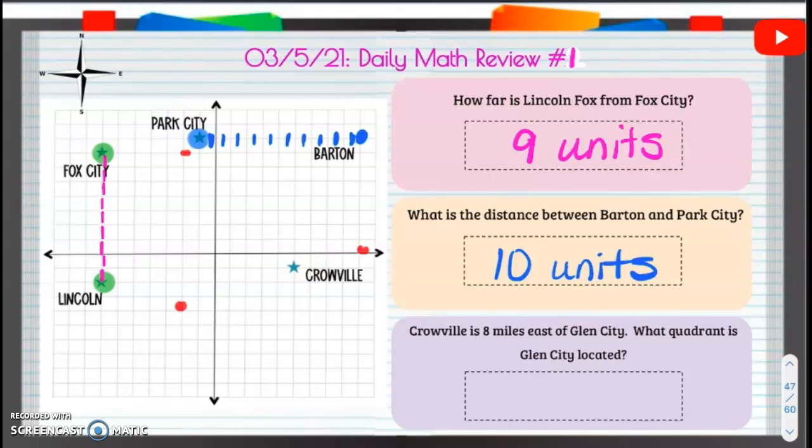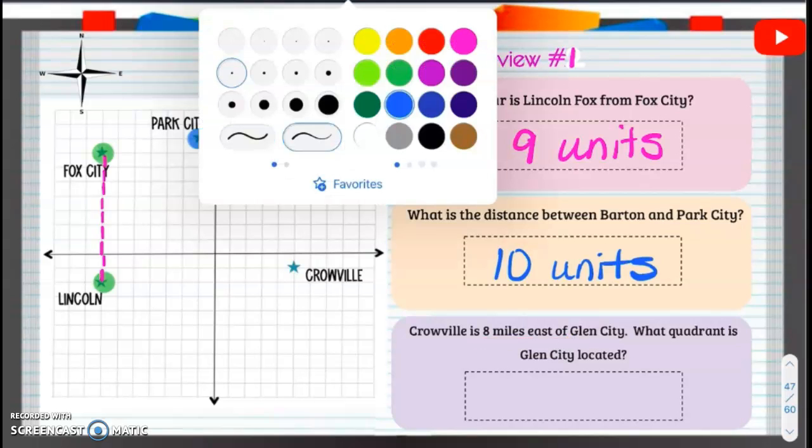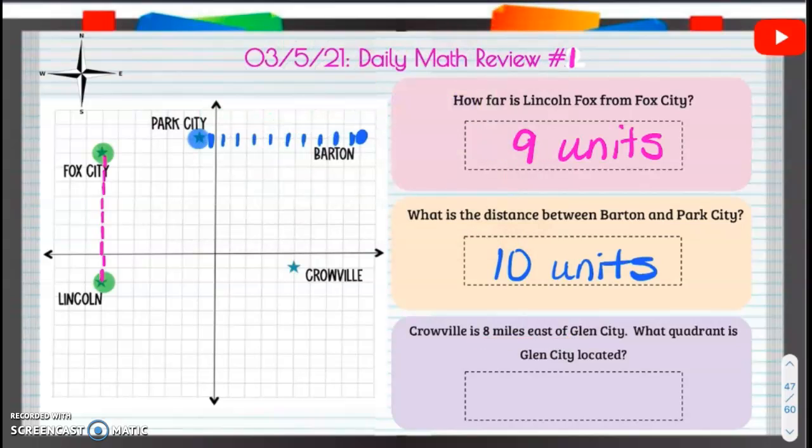North, south, east, west. If you look at our compass up here, we have north, south, east, west, or Never Eat Soggy Waffles. If we know that it is 8 miles east, we're going to count 8 miles backwards to see where Glen City is going to be. So 1, 2, 3, 4, 5, 6, 7, 8. So here is where Glen City is going to be.